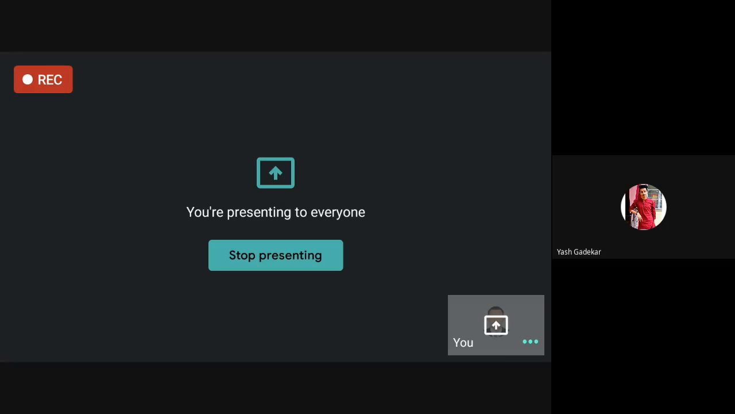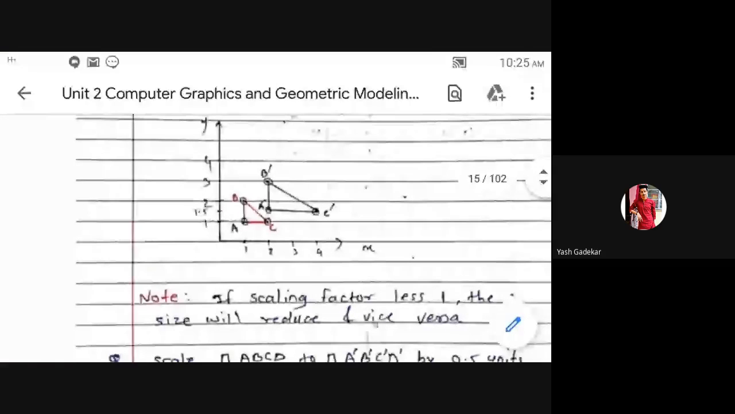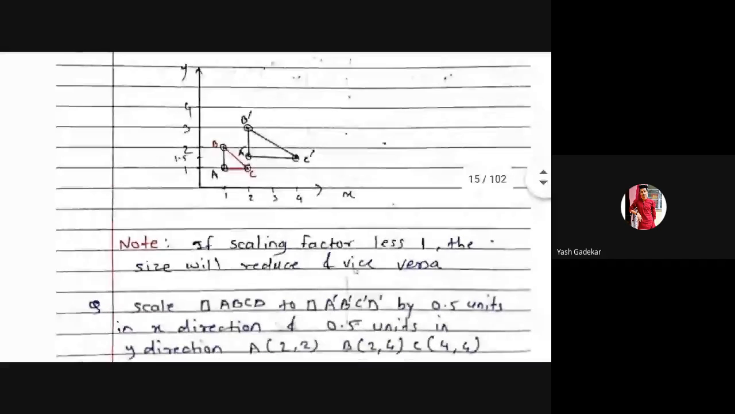Okay, so let's start the second problem. I will solve the second problem and the third problem. I will give the multiplication in detail. Now here is one note: if the scaling factor is less than 1, the size will be reduced, and if the scaling factor is greater than 1, the size will increase. This is a very simple note.